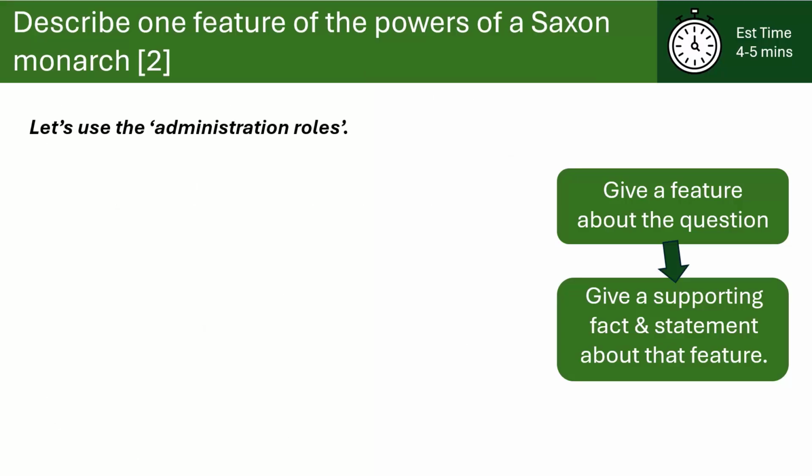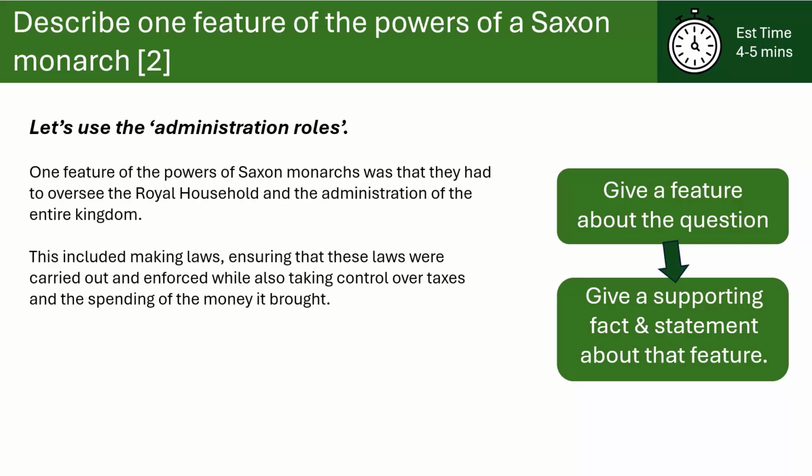Okay, so I've chosen to go with administration roles. It doesn't really matter. It's the same sort of pattern as long as you've got the feature followed by the supporting fact. Let's have a look at the administration roles. I've said one feature of the powers of Saxon monarchs was that they had to oversee the royal household and the administration of the entire kingdom.